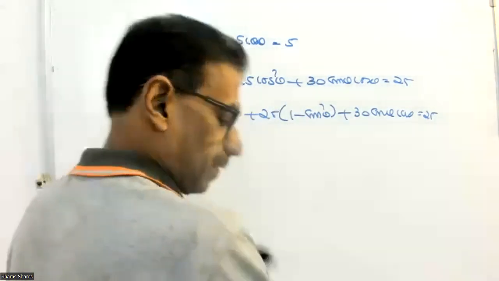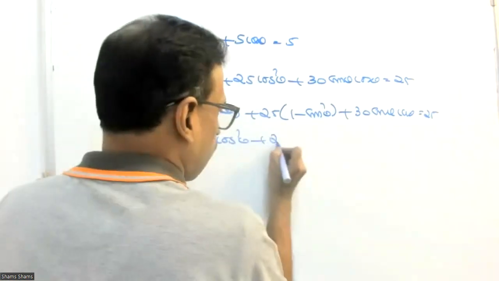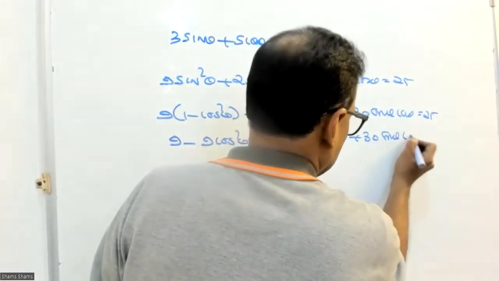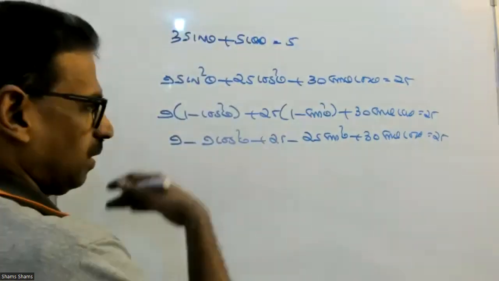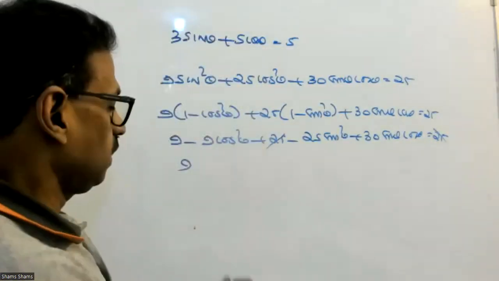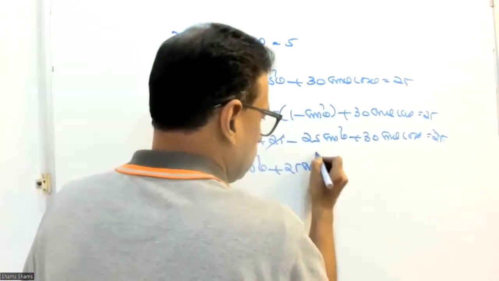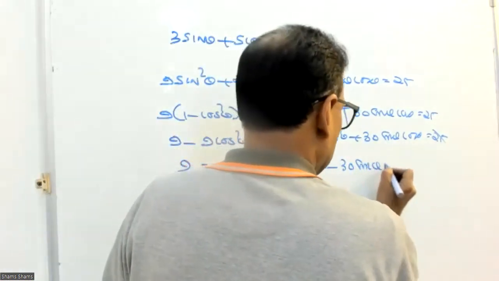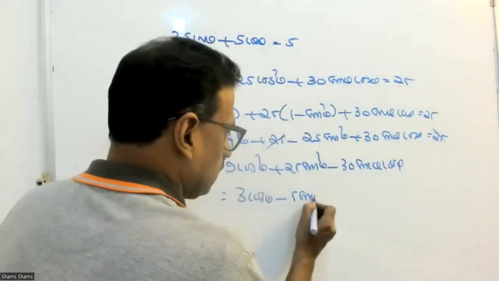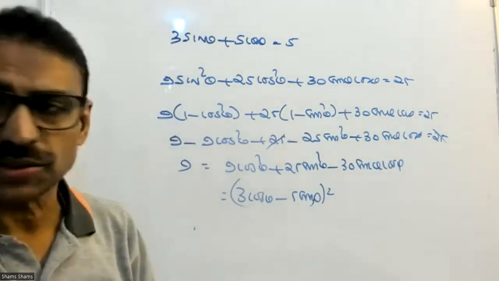Okay. Then 9 minus 9 cos square theta plus 25 minus 25 sine square theta plus 30 sine theta cos theta equal to 25. 9 plus 25 here cancel on both sides. So 9 cos square theta plus 25 sine square theta minus 30 sine theta cos theta is equal to what? (3 cos theta minus 5 sine theta) square. Therefore 3 cos theta minus 5 sin theta equal to plus or minus.